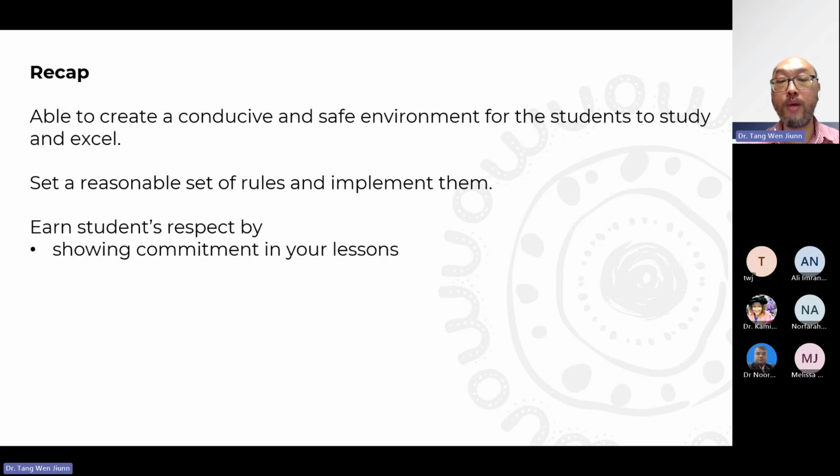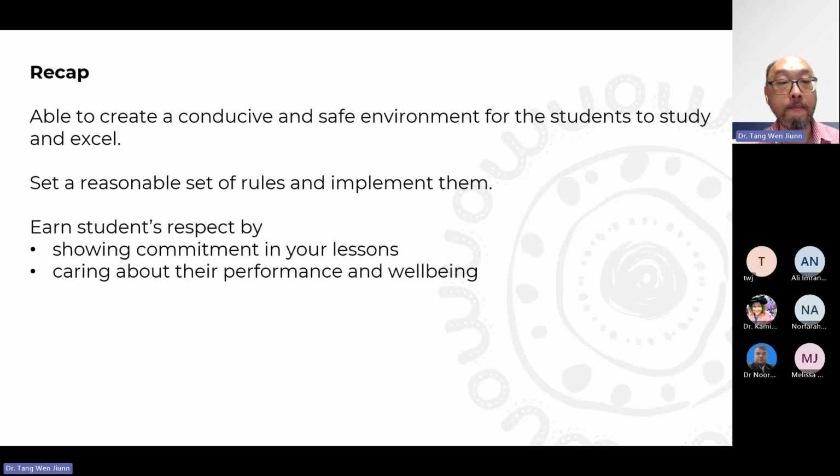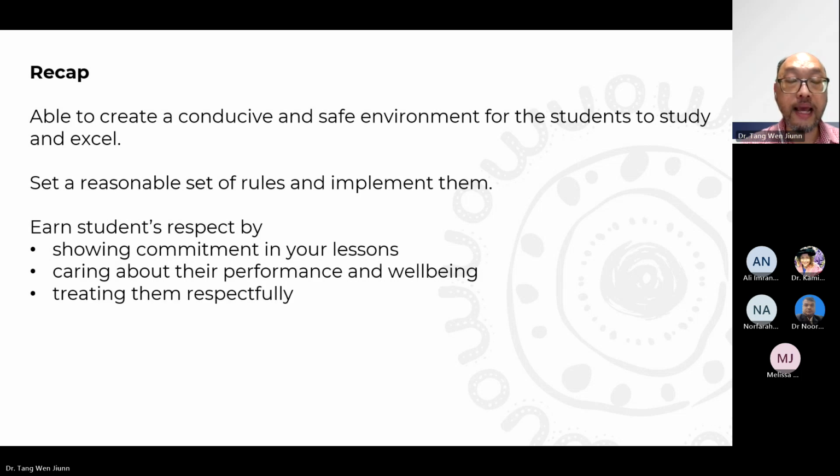So we have to show that we are committed to the lesson. We prepare them well. We present with confidence. When they ask questions, we answer them professionally. Okay. And we can earn their respect also by showing the caring part, the pastoral care. Okay, we actually care about their performance. Not just go in, finish class, go out, and then repeat that. Okay, do talk to them. If they are not doing well, let them know that we are there to help them. And lastly, of course, treat them as adults. Okay, how we want them to treat us, we treat them so.